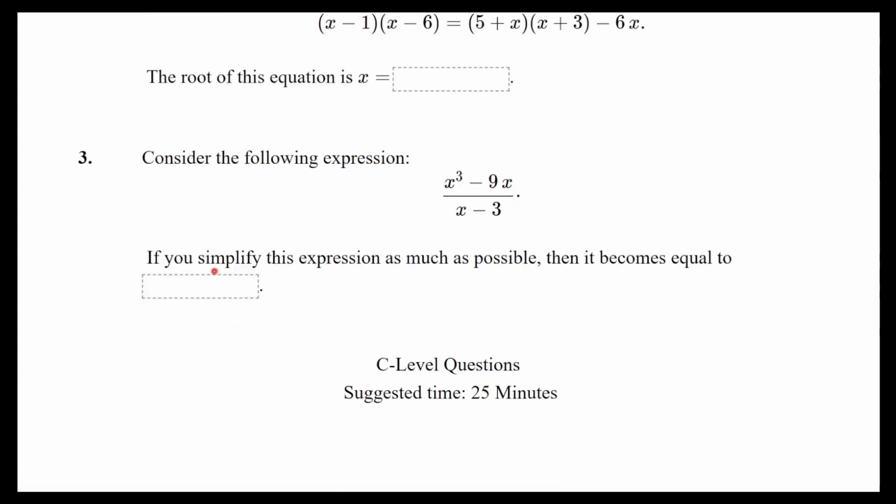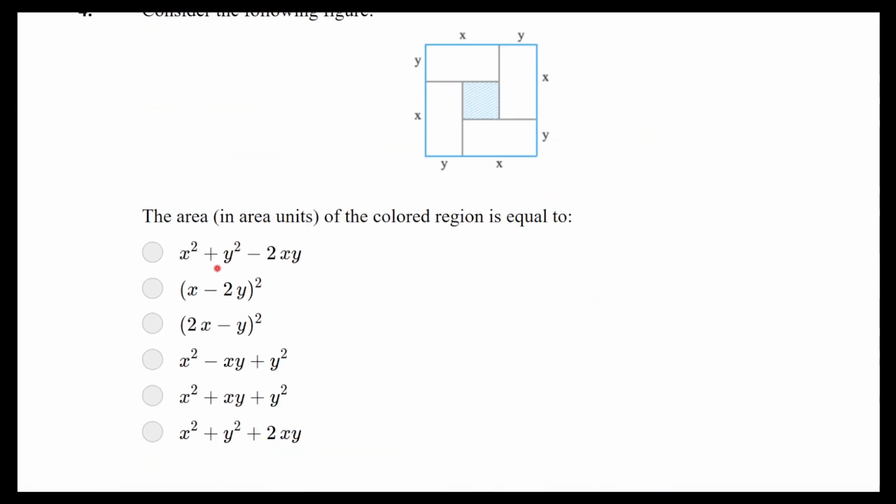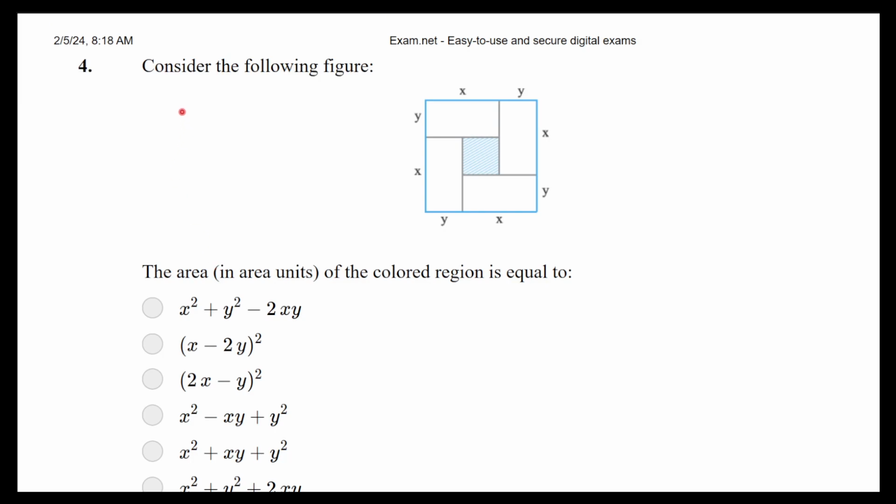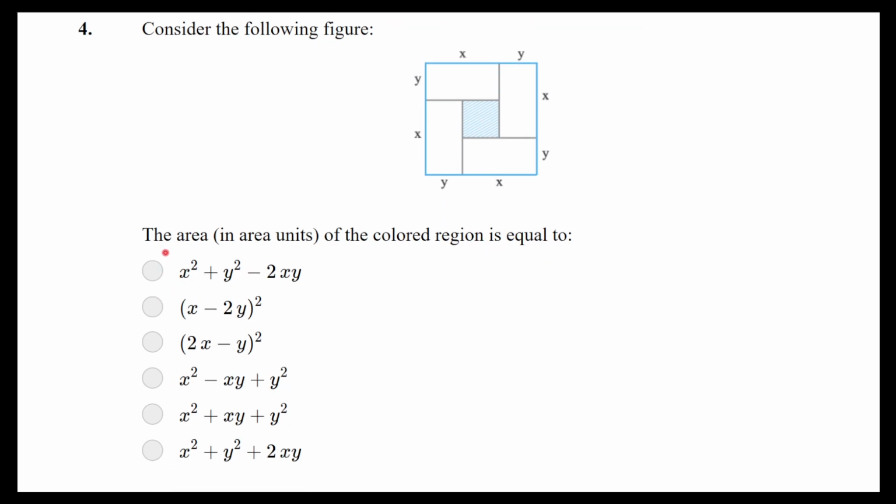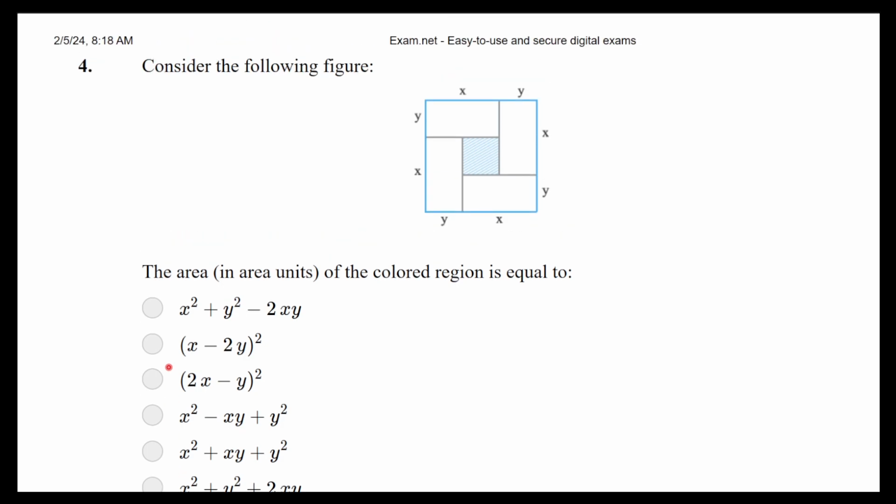I am lazy to draw it on the board. I can show you here. Okay, consider the following figure. The area in area units of the colored region, meaning this square in the middle, is equal to which one of these items? Some of you have solved it in a different way. If the solution is correct, I give you the points.